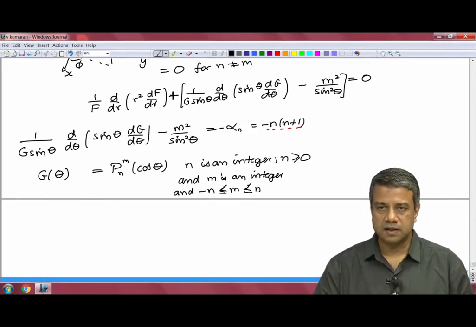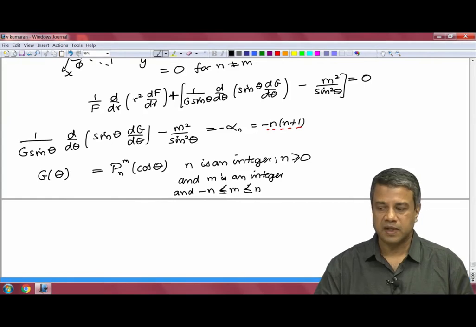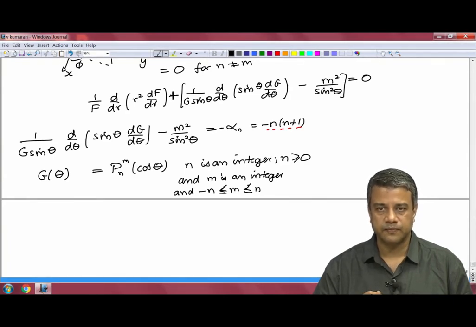For the general non-axisymmetric case, for the solution to be finite at theta equals 0 and theta equals pi, I will just state here without going through the proof, because it is a little complicated, that n has to be an integer, n is greater than or equal to 0, and m has to be an integer between minus n and plus n. So, if n is equal to 0, m has to be equal to 0. If n is equal to 1, m can take values of minus 1, 0, plus 1.